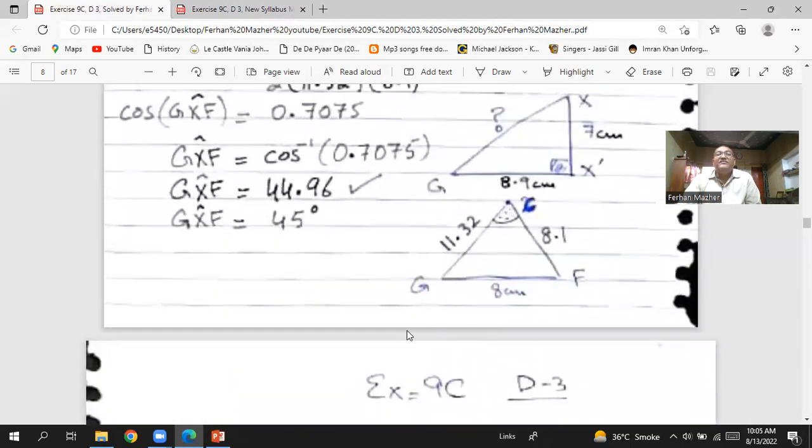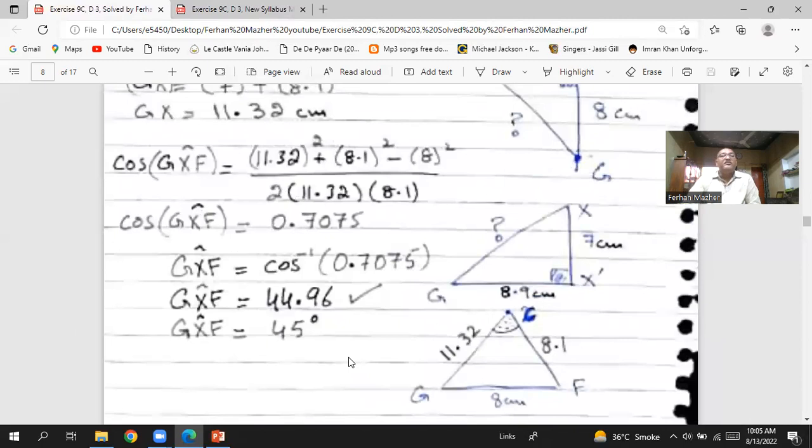And the GF is 8.8 centimeters. Sorry. And now you look at this triangle. We know all the three sides of this triangle. So I can apply the law of cosine to find out the GXF angle. So the cos of the GXF will be equals to 11.32 square plus 8.1 square minus 8 square. This will be in the numerator, and in the denominator we will write 2 multiply 11.32 multiply 8.1.